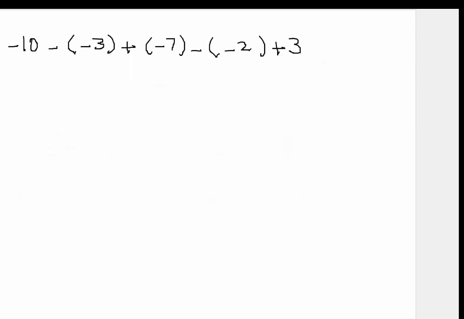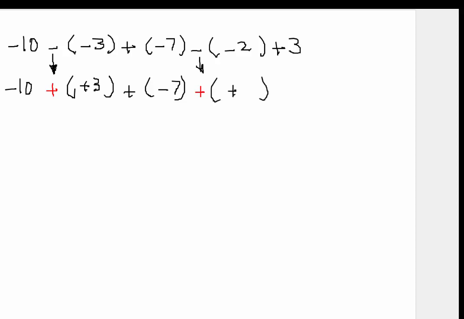Or we can look at this as changing the subtraction to addition, and changing the sign of the second number into its opposite number. So the opposite of minus 3 would be plus 3. This is already plus. Here is another one. Changing this subtraction to addition, and then we have to change the next number to its opposite number, plus 3.